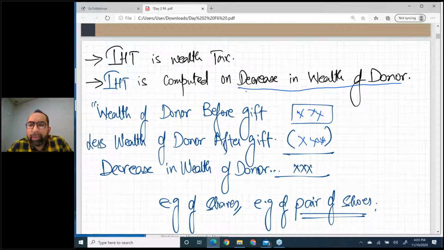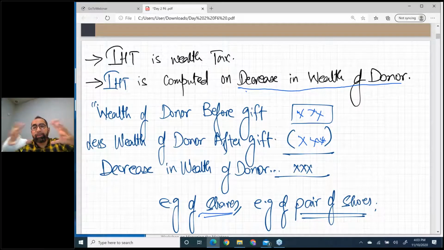Now, normally in past papers I have given the example of a pair of shoes, but in past papers this example normally comes with shares. You all know that combined shares, 100% or 80% shares, have a different value, and if you break it up into 40%, 30%, 10%, the value is different. So you have to apply this formula: wealth of donor before gift less wealth of donor after gift. In today's past papers we'll also cover this area practically. Don't forget, this is a very basic thing and normally the examiner asks about this.